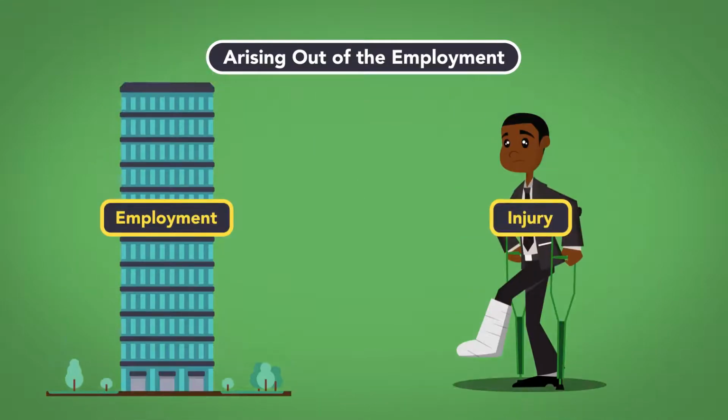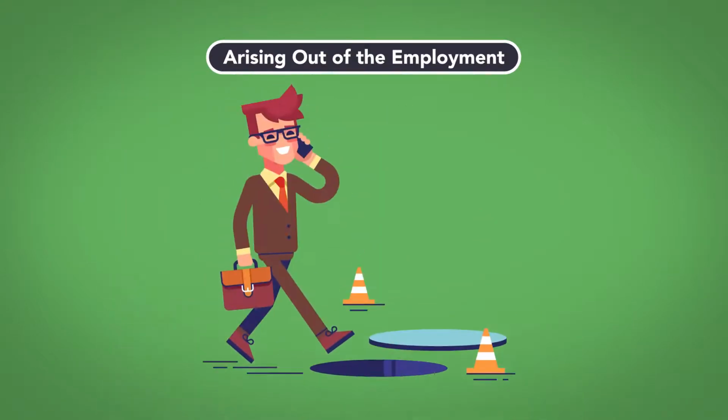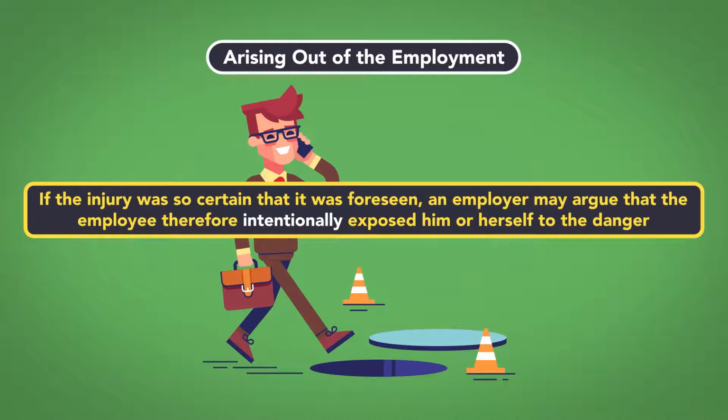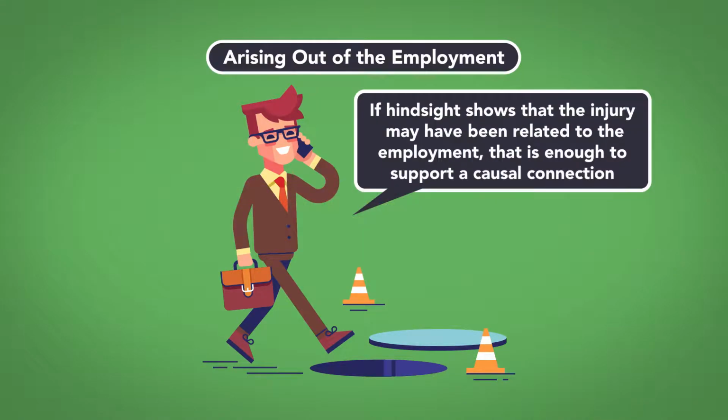Though there must be a causal connection between the employment and the injury, this is not to say that the injury must have been foreseeable or foreseen. In fact, if the injury was so certain that it was foreseen, an employer may be able to argue that the employee therefore intentionally exposed him or herself to the danger and that the injury should not be compensable at all. Instead, if hindsight shows that the injury may have been related to the employment, that is enough to support a causal connection.